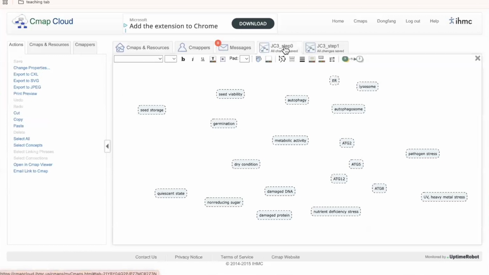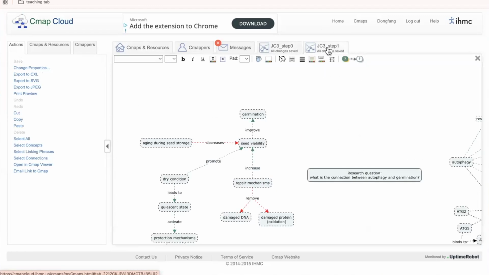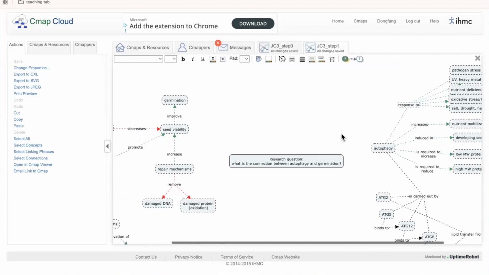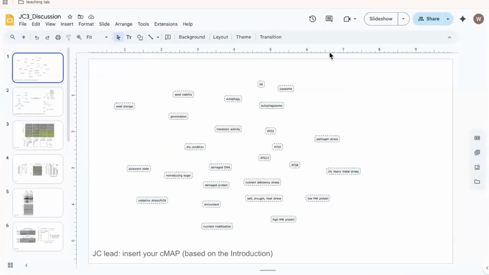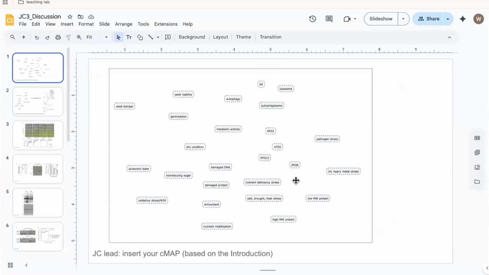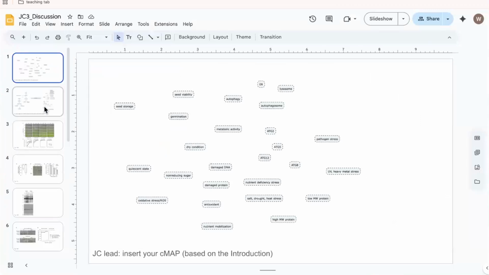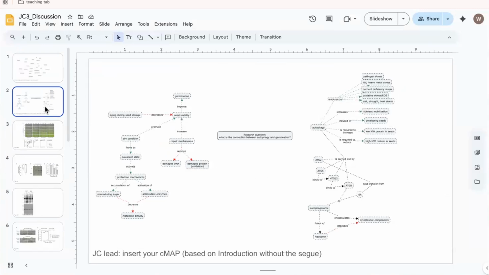So the instruction is, first, I will put in this CMAP all the terminology from the introduction, and there are no connections. Then the lead of the journal club, as this student did, reads the introduction and connects those terms. So here are the connected terms, and then she identifies the research question. She then makes a screenshot of the CMAP and puts it back onto the slide. So starting with an unconnected group of terminology, she will then connect them.